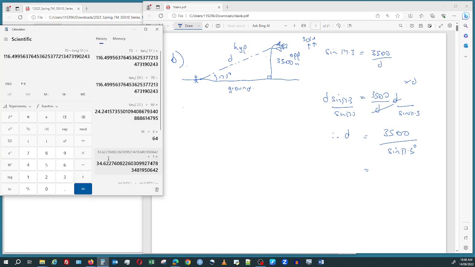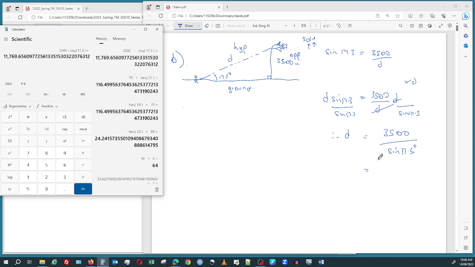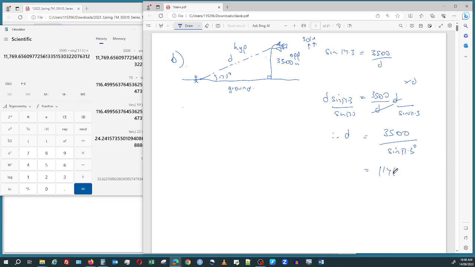Okay, so we'll do our calculator. We've got 3,500 divided by sine 17.3. But before we press the go button, the sine of 17.3 is going to be a small number, so the answer will be a big number. How many 0.3s in one? There's 3.3, so that's a lot. There you go, 11,000. 11,969.656... So we'll say that that's approximately 11,970 to the nearest whole metre.